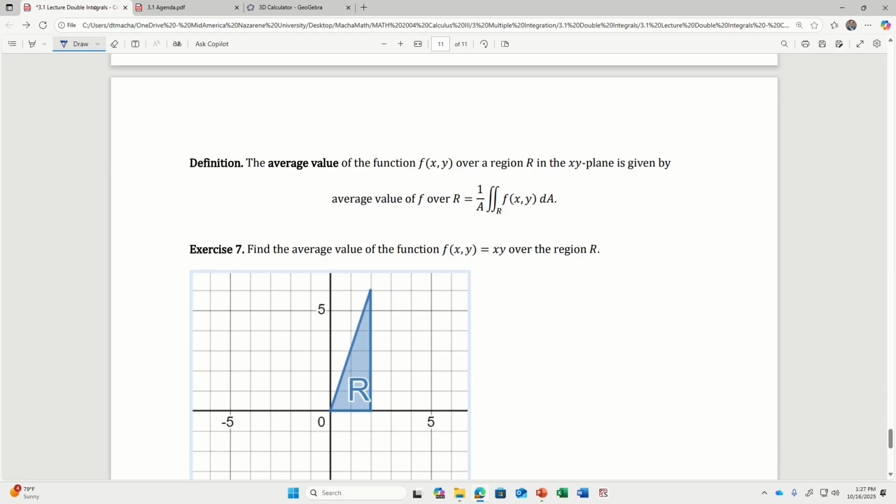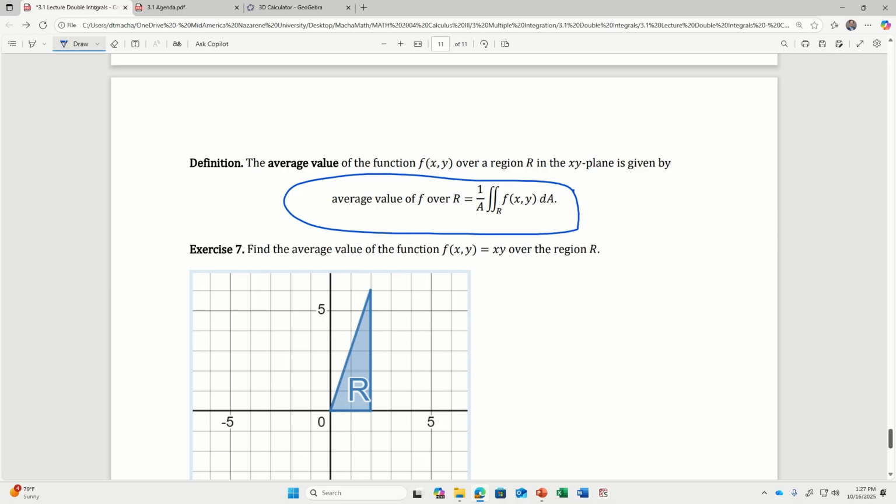Really quick, if you want the average value of a function, divide by the area of the region. Okay? I'm not going to work this problem because we don't have enough time. But I do want you to know, if I want the average value of a function, take the double integral over the region and then just divide by the area of that region.